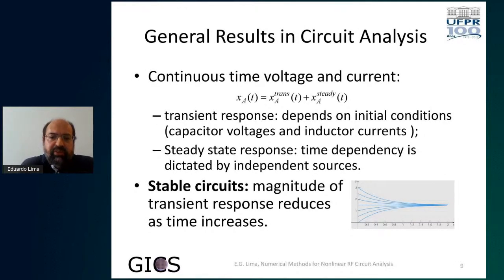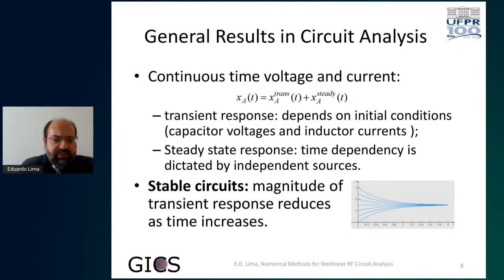General results in circuit analysis. Voltages and currents vary continuously in time. Voltages and currents can be written as the sum of two responses, the transient response and the steady state response.